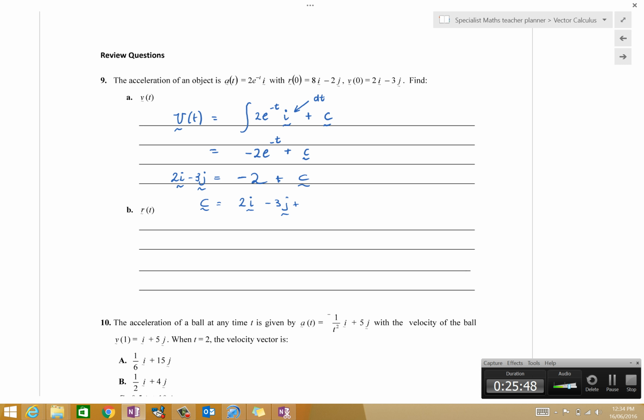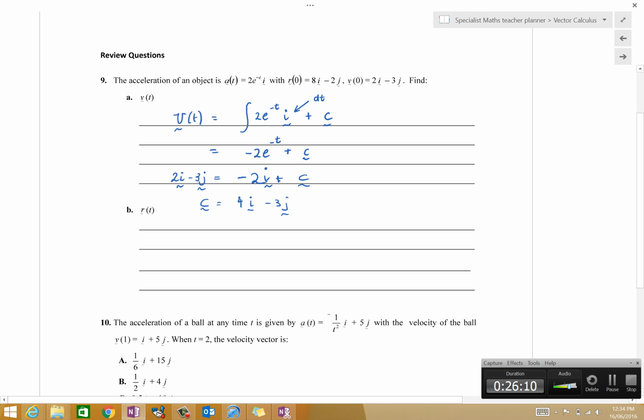Yes, just one sec. This is minus 2. What's this? It's an i. That's right. So therefore, we're adding 2i to both sides, aren't we? So that's going to be 4i plus 4i minus 3j. Okay?